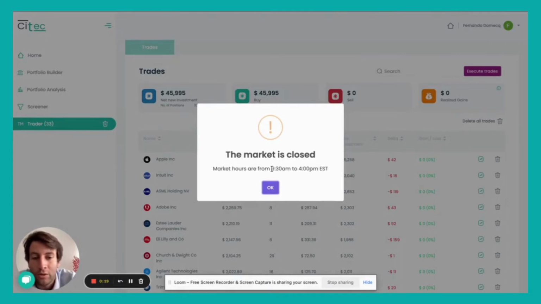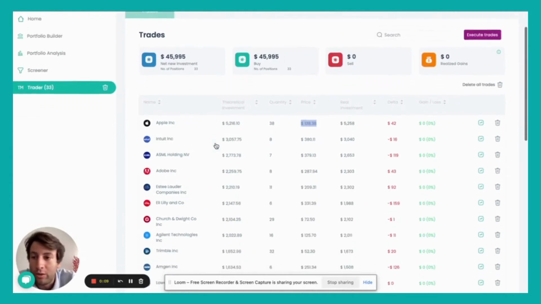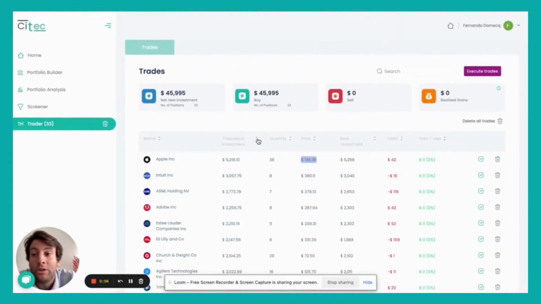Now the market is closed, so we need to wait for another hour or so to actually go and execute these 33 trades. So this is mostly what you can do. You can also combine two different mutual funds and see how they play out together, how they mingle together.